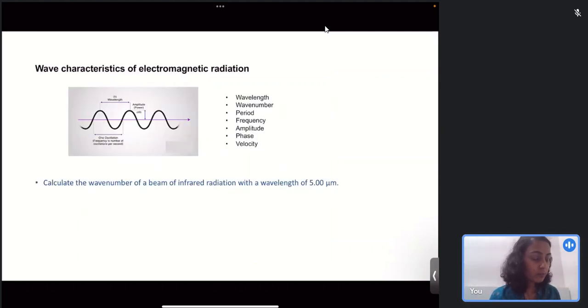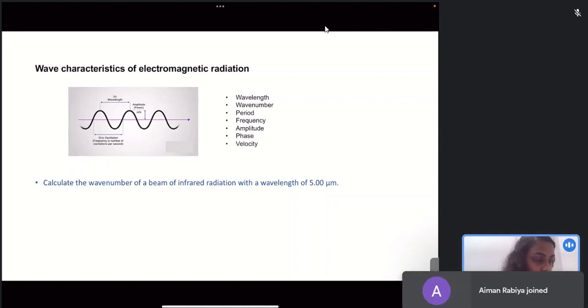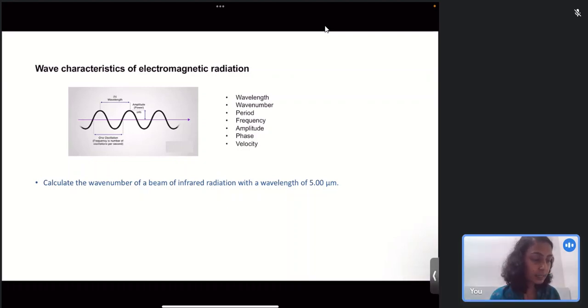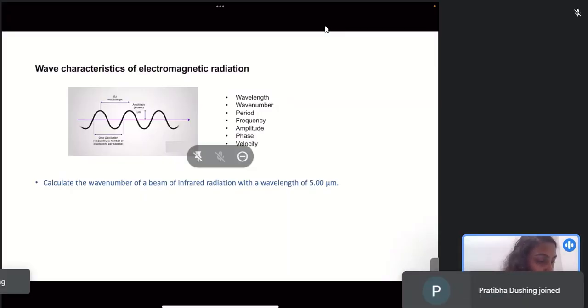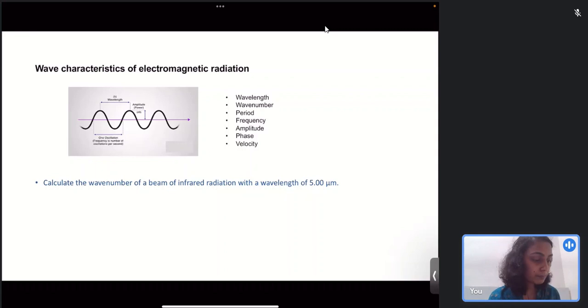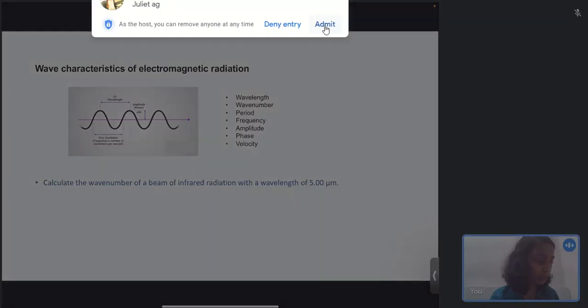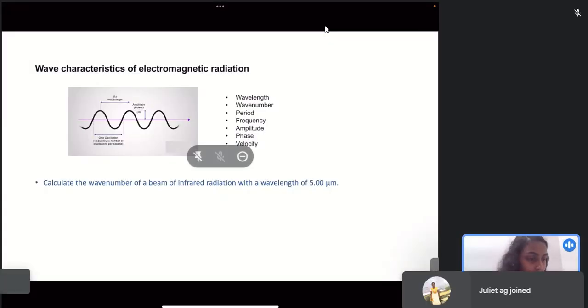exhibited by wave and particle nature of electromagnetic radiation. So the wave characteristics are defined by wavelength, wave number, period, frequency, amplitude, phase, and velocity. These have been explained in the lecture. Let's go over a problem focusing on this region. If you have to calculate the wave number of a beam of IR infrared radiation with a wavelength of 5 micrometer, how do you calculate?